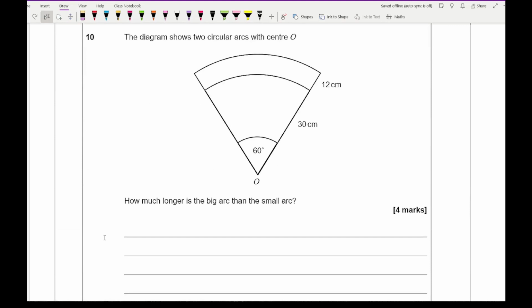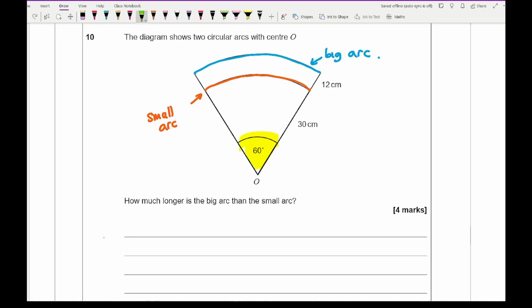Then moving on to question 10, it says the diagram shows 2 circular arcs with centre O, and it says how much longer is the big arc from the small arc. So here the small arc is this here. Now it's a little bit dubious, this question, because they've got an arc over the 60, but this little orange arc is the small arc and this length here is the big arc. So don't worry about this one here, because that's just representing what the angle is going to be.